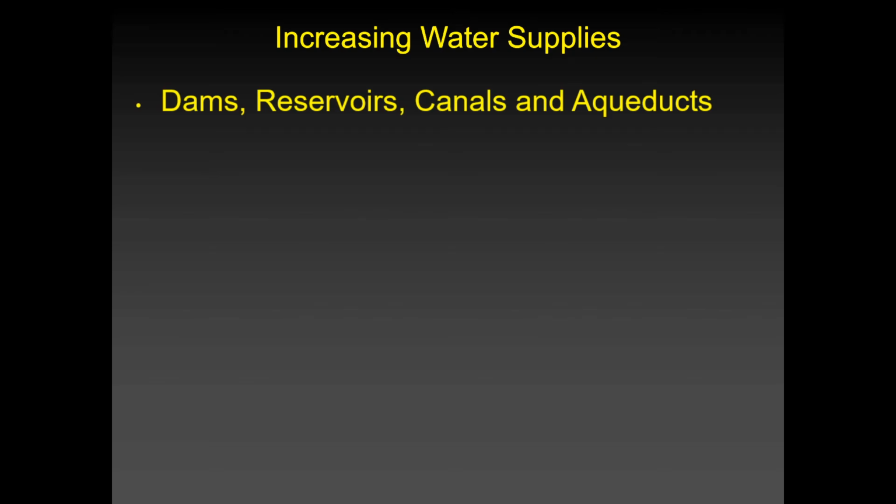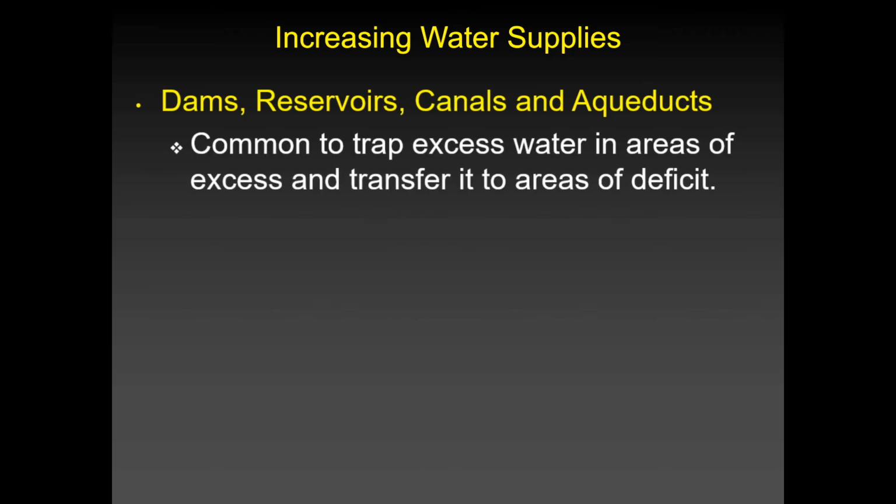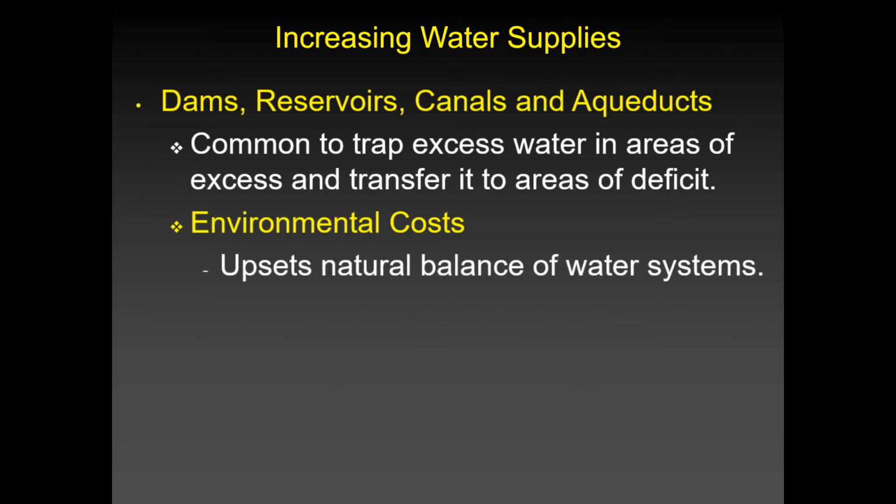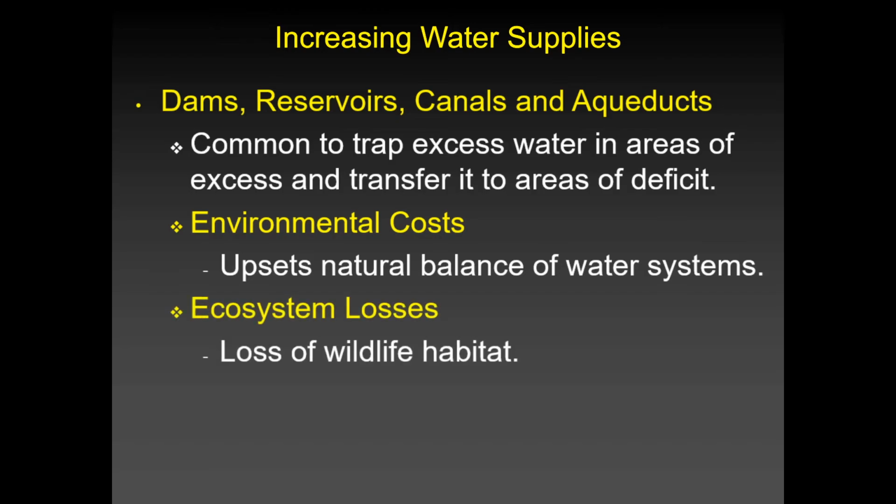So dams, reservoirs, canals, and aqueducts are common to trap excess water in areas of excess and transfer it to areas of deficit. This has an environmental cost. There's a video by a guy named Foresty Forrest, a mountain bike rider who does a bike tour of the Southwest United States, and he sees the results of what happens when they transfer water. It upsets the natural balance of the water system. There's also ecosystem loss. You've destroyed this habitat of wildlife.